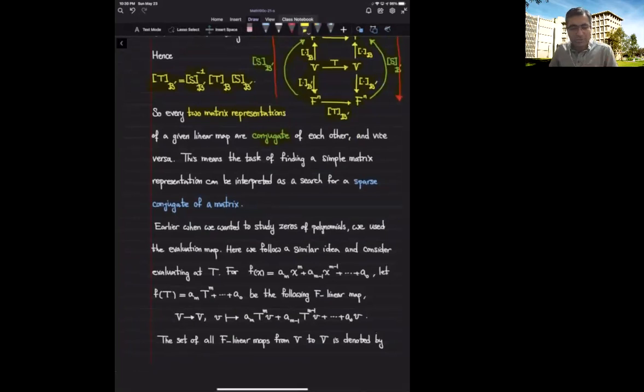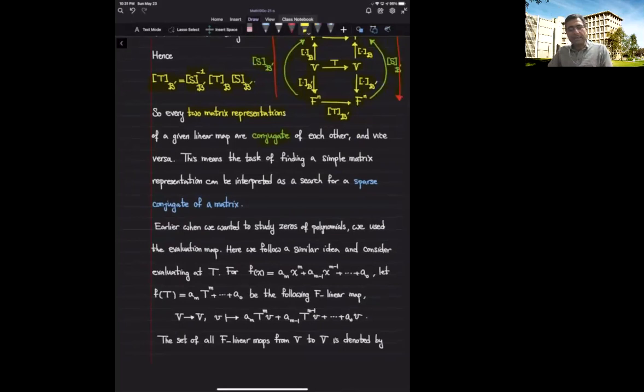Okay, so now this question about finding a sparse matrix representation for a given linear transformation can be viewed as finding a sparse conjugate for a given matrix. So I can start with a linear operator, write it with respect to some basis, and write down some matrix representation. Now I'm asking myself, what is a possible sparse conjugate of this matrix? And that's equivalent to asking, what is a possible sparse matrix representation for the linear transformation that we have been given? So both these points of view are important. Either way, we are looking for a sparse conjugate for a given matrix, or a sparse matrix representation for a given linear transformation.